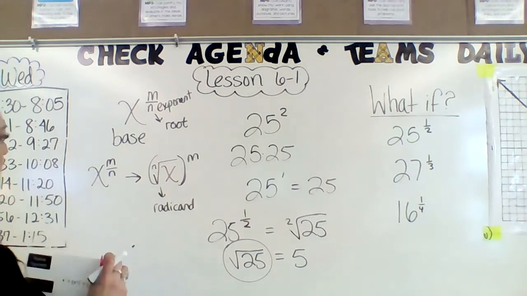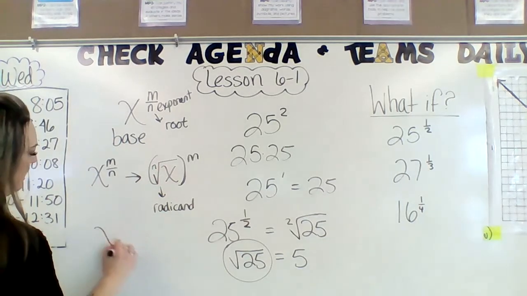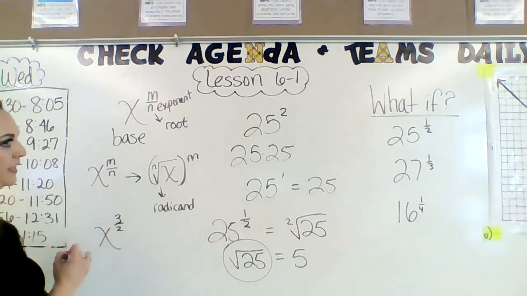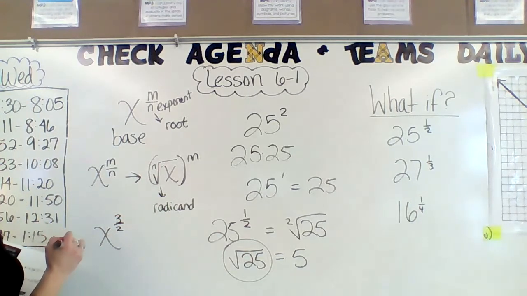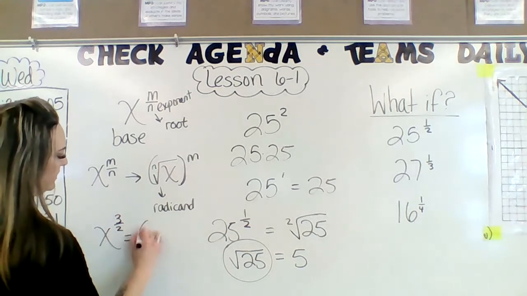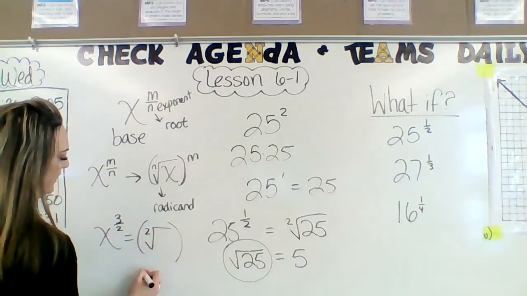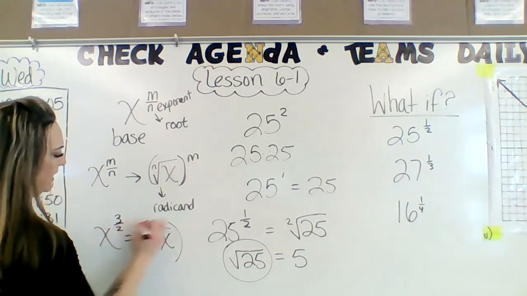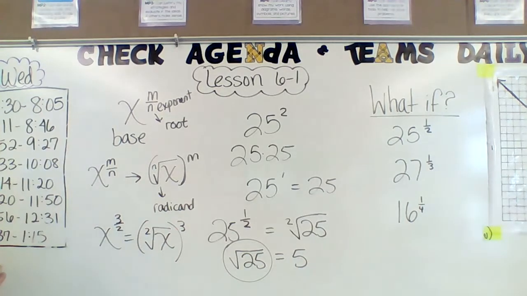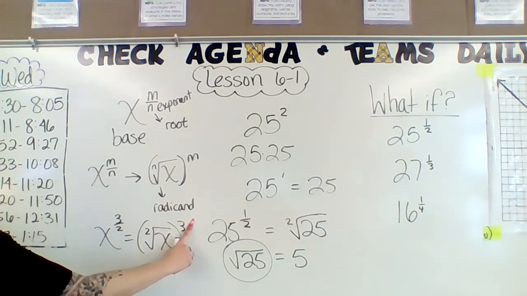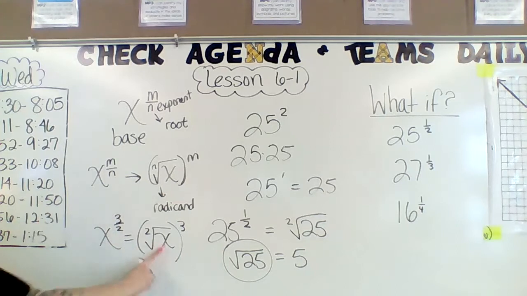So for example, let's do another example. If we have x to the power of 3 over 2, we would rewrite that as we put our 2 here, our radicand, our base, and our exponent. Root next to the radicand. This tells us what power, what root we're finding. We're finding the square root in this case. The exponent is outside the parentheses, and the base is in the radicand.